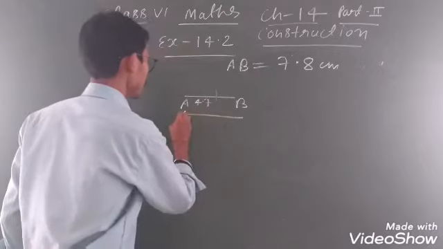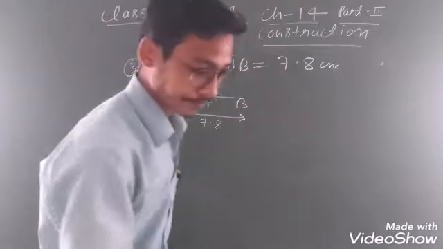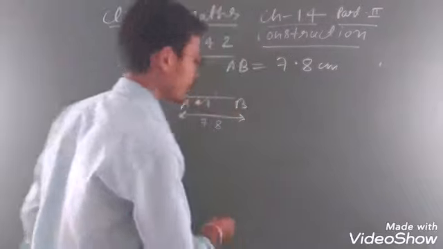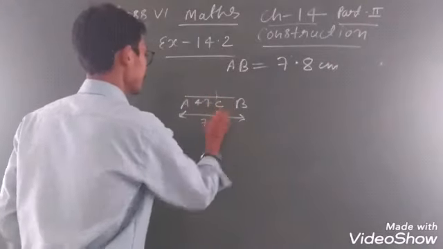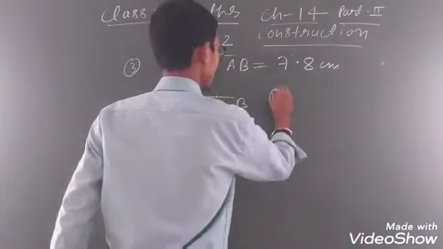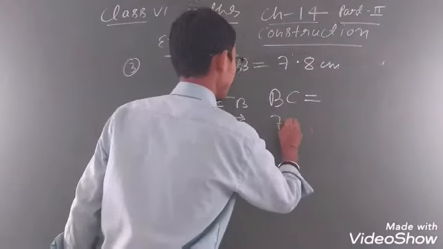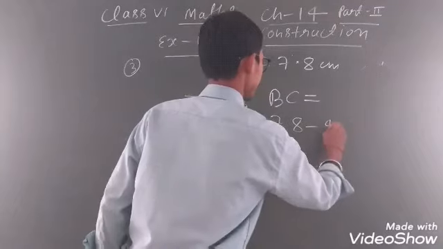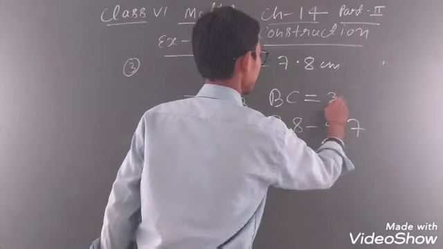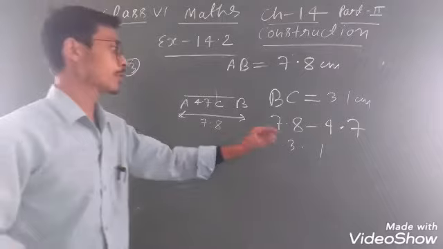4.7, and the total length is what? The total length is 7.8. From this, cut off AC of length 4.7. This is your C. Now look, AC is 4.7, students, because I cut it. Now you have to measure BC. So look, simply you know that the total is 7.8 and AC is 4.7. So what remains? 8 minus 7 is 1, 7 minus 4 is... it will come to 3.1 cm. And also when you measure, BC will come equal to 3.1.